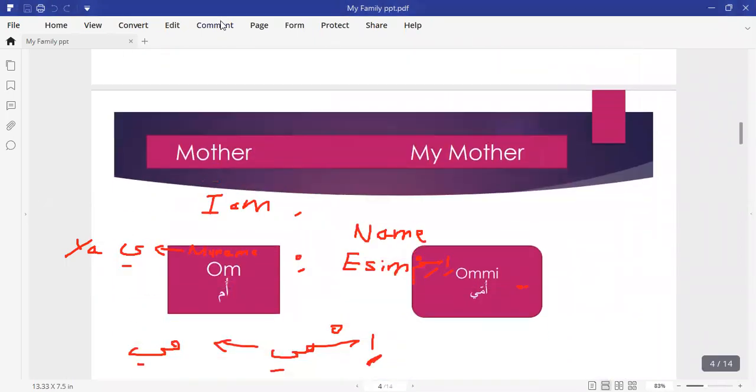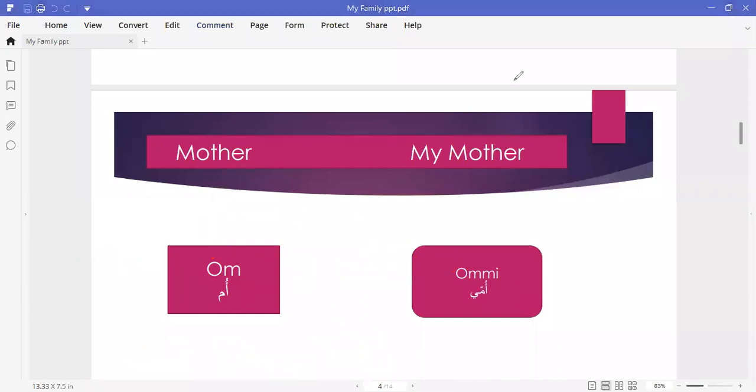The first member usually of our family and the most important member of a family is the mother. So what does mother mean in Arabic? Mother is... Okay, let's go to the letters. It's important that we know the letters at first. How do we read letters in Arabic?